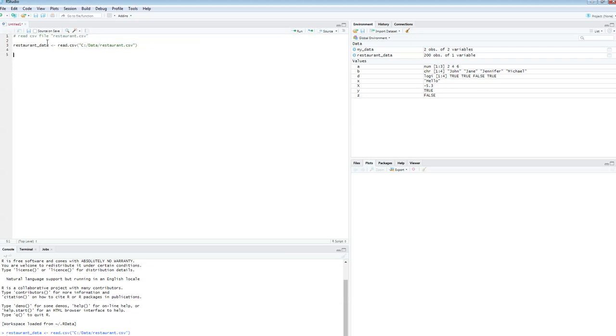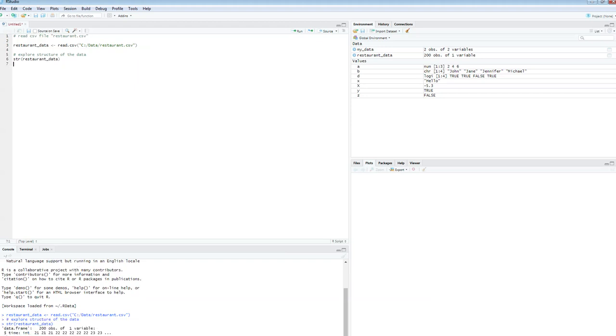There it is. Just like before, let's explore the structure of the data. So str of my data, which is called restaurant data. Kaboom. It says that I have 200 observations, so 200 groups of people, and only one variable, one column in my data, called time, and it's numerical, not just numerical, it's integer, there are no decimals. And here are some values from the top of the file.